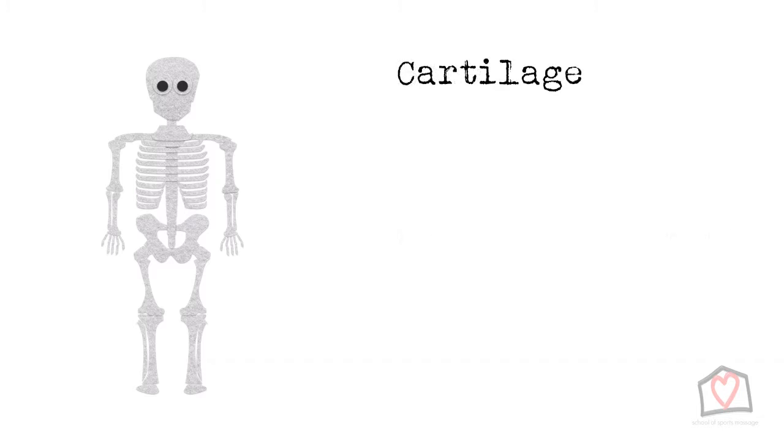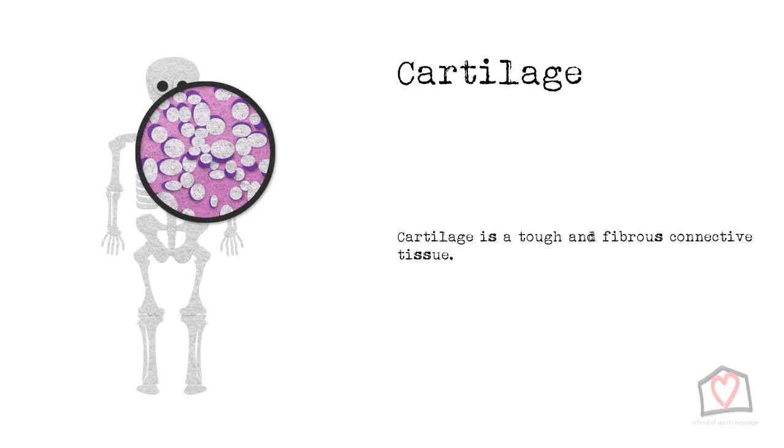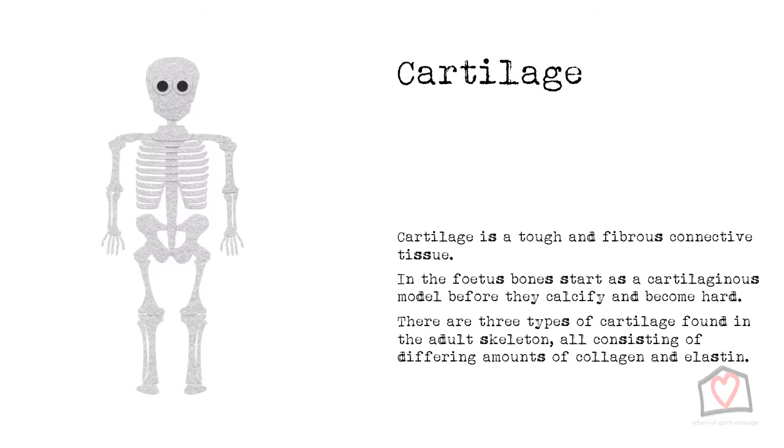The second substance, cartilage, is a tough and fibrous connective tissue which is able to withstand large compressive forces. In the fetus, bones start as a cartilaginous model before they calcify and become hard. That said, there are 3 types of cartilage found in the adult skeleton. They all consist of differing amounts of collagen, tough fibrous proteins, and elastin, elastic fibres that give stretch and reflex properties. The ratio of these substances determines the function. There are 3 main types.